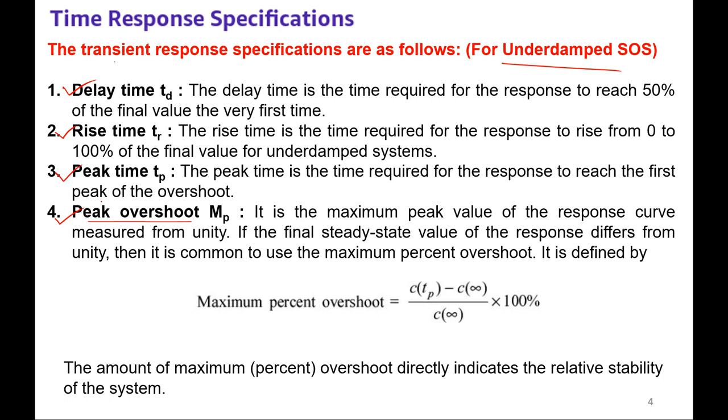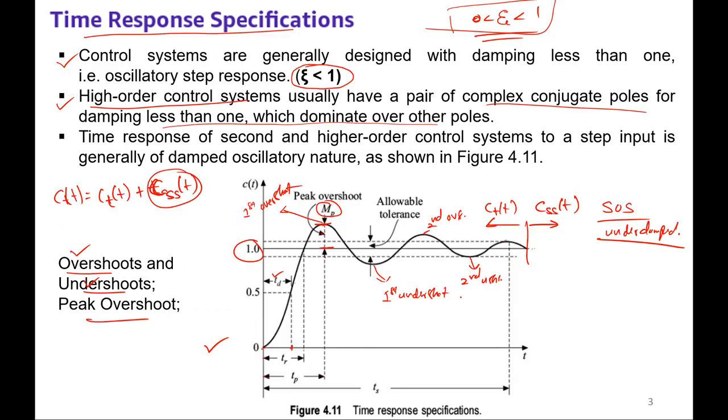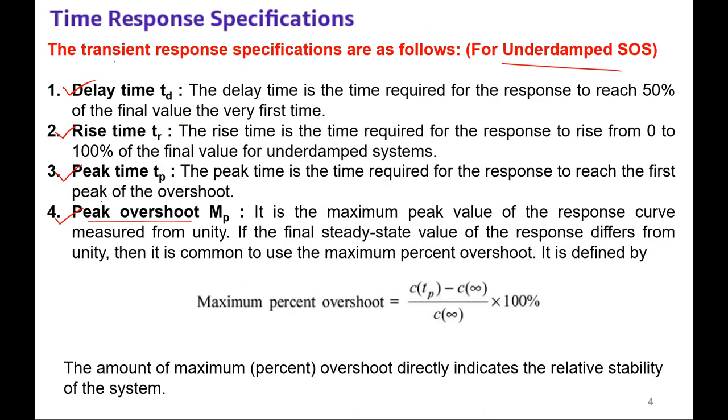Then next, how to define peak overshoot in other cases. If the final steady state value of the response differs from unity, if it is other than unity, then what is the formula for percentage peak overshoot for such cases? Always we see the reference as unity only, but let us have a look at the formula. If the final steady state value of the response differs from unity, then it is common to use maximum percent overshoot, defined by C of Tp minus C of infinity by C of infinity into 100. If it is unity, what will happen?